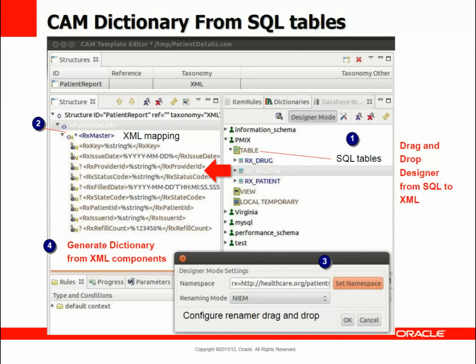Now, what this screen is showing you is the actual CAM editor itself with the database browser on the right hand side, and then on the left hand side the XML structure. And so what's happened here is we've used the drag and drop designer from the database browser, and it has automatically created the XML and applied the naming and design rule tool to rename these components to correct XML names from the original SQL names. And then from here you can simply generate the dictionary from these components. So we have additional tutorials that show you in detail this working, so we're just going to introduce the concepts here.